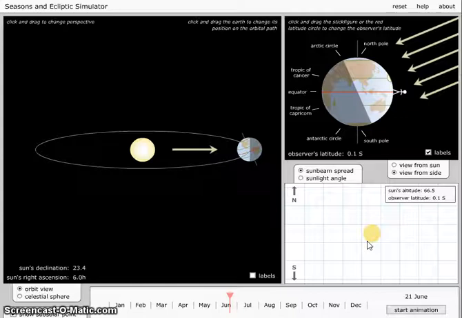8E, is the subsolar point in the northern hemisphere, southern hemisphere, or at the equator? Here is the subsolar point, and it is in the northern hemisphere. It's above the equator. 8F. What pole is on the nighttime side of the terminator? Here's the terminator. The south pole is on the nighttime side of the terminator.